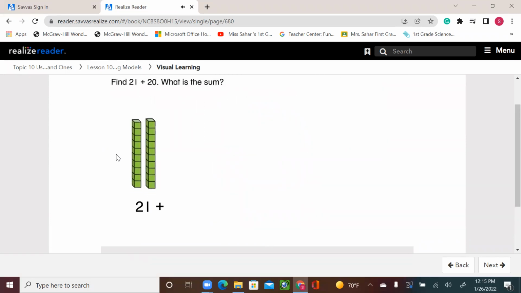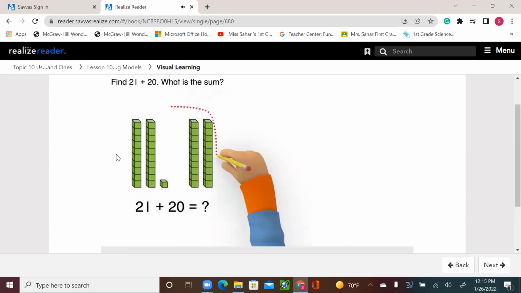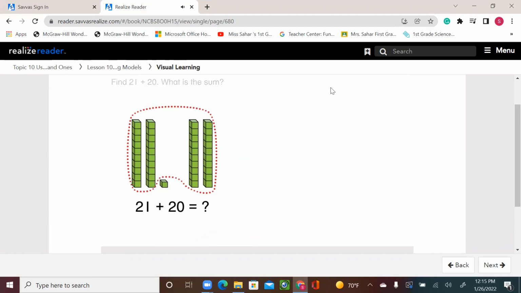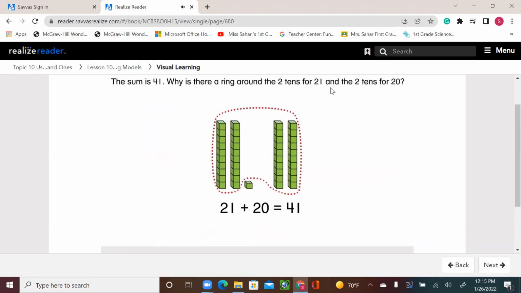Find 21 plus 20. What is the sum? Select your answer. All right, so let's see what we have here. We have 21, so 2 rods of tens and 1. And then the second addend is only 2 tens with no ones. So 21 plus 20: 10, 20, 30, 40, and 1. So my answer is 41. The sum is 41. Why is there a ring around the 2 tens for 21 and the 2 tens for 20?